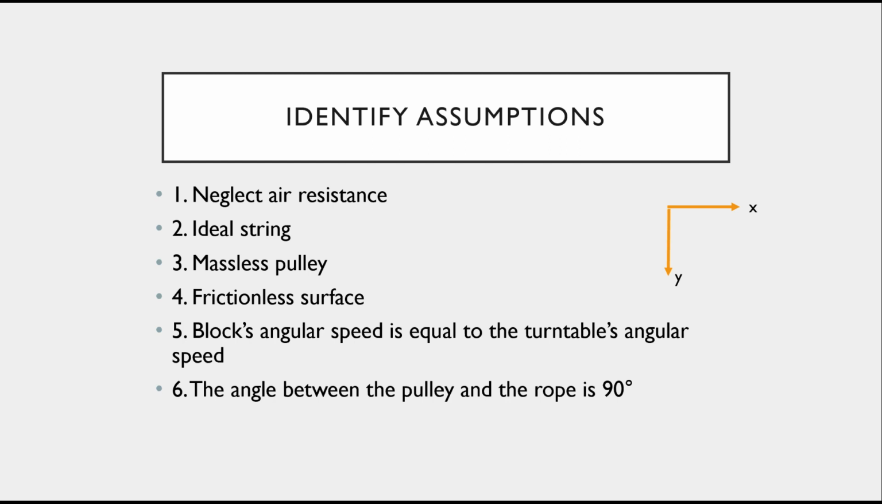And our fifth, and I would argue the most important assumption, is that the block's angular speed is equal to the turntable's angular speed. This is because the box is sitting on the turntable, so we assumed that both objects would have the same angular speed if they're moving together. The last assumption that we have is that the angle between the pulley and the rope is 90 degrees, so the angle when the rope is going down into the hole of the turntable. And we also have our coordinate system located right here just for future reference.